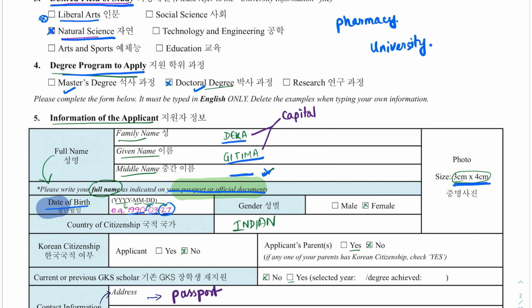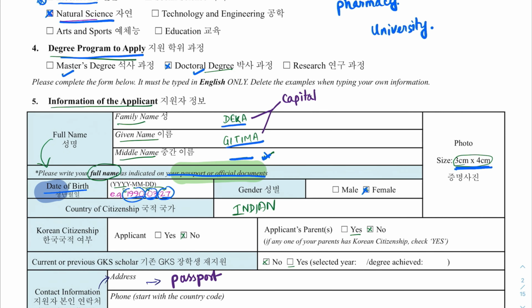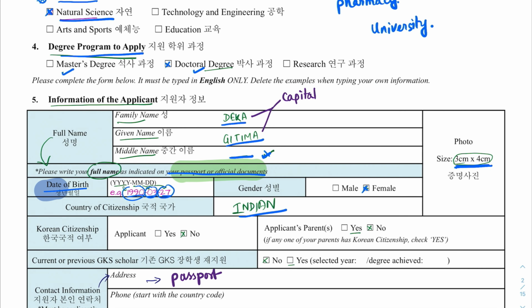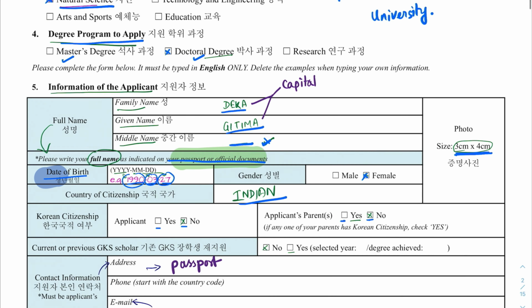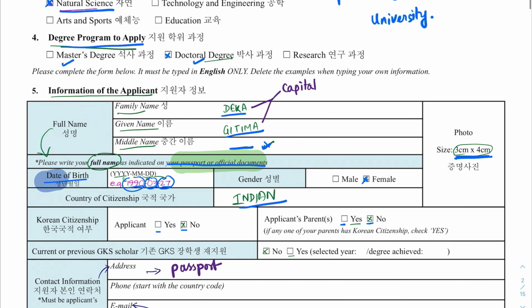And then male or female. Then the citizenship, I have already written, Indian. Then if you have Korean citizenship, you can put yes, or if you don't have, no. I don't have any Korean citizenship, so I put no. If the applicant's parents are from Korea, then they can put yes, but my parents are not from Korea, so it is no. So current or previous GKS scholar. I was not a GKS scholar, so I put no here.